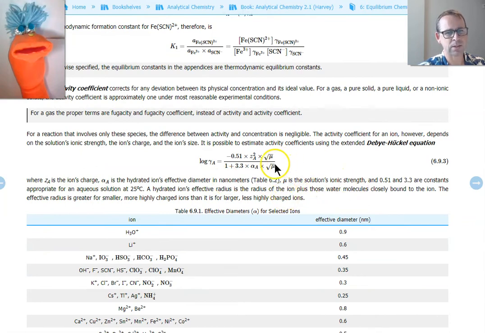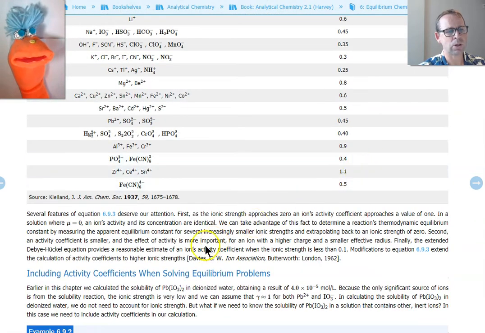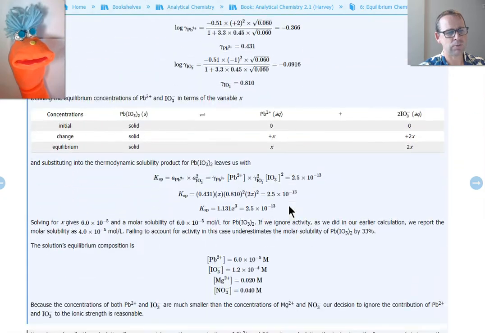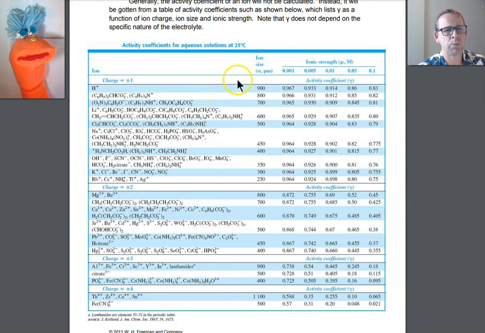Now, that's nice, but there are also tables that can just give us activity coefficients for given ions at different ionic strengths. And instead of using the Debye-Huckel equation to identify what the activity is, we're just going to use the tables to identify what the activity for a given solution is. Okay, so let me show you some of those tables. So this is a table that we would usually use to identify the activity for a given ion in solution.